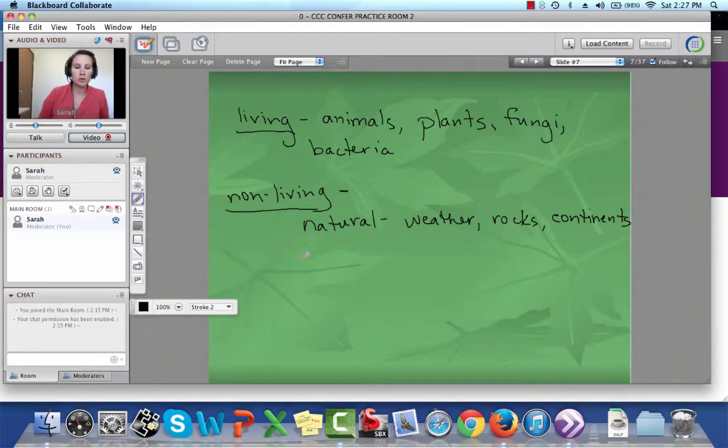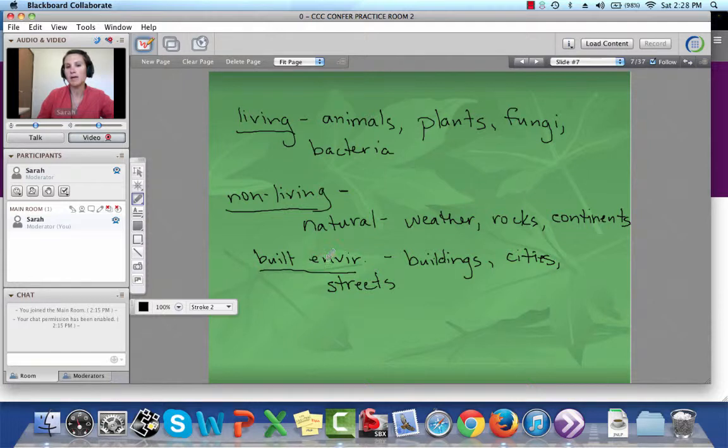And then you have the built environment, or the non-natural. This is the things that humans have created. So we've got buildings, cities, streets. Just because it's man-made and artificial basically does not mean it's not part of your environment. You interact with it, therefore it is a part of your environment.